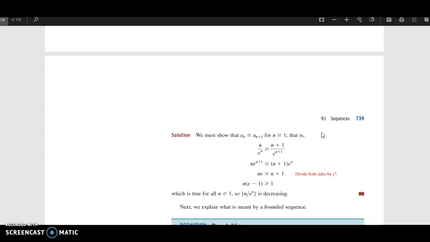a_n is greater than or equal to a_(n+1). First of all, we have to show that. Then by solving this, we will get n times (n minus 1) is always greater than or equal to 1. This is true for all n greater than or equal to 1. So this is decreasing.